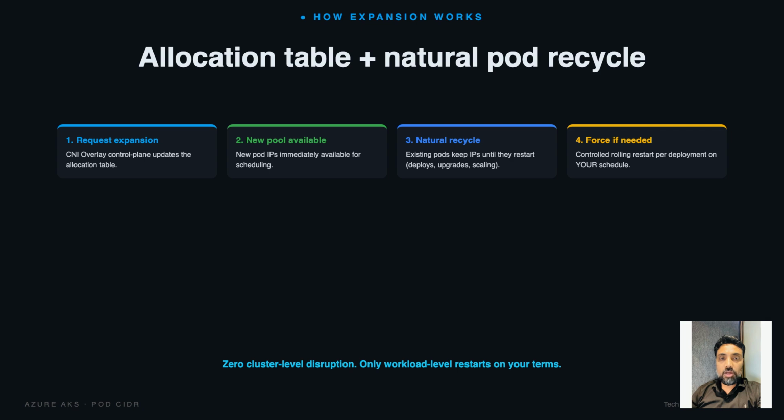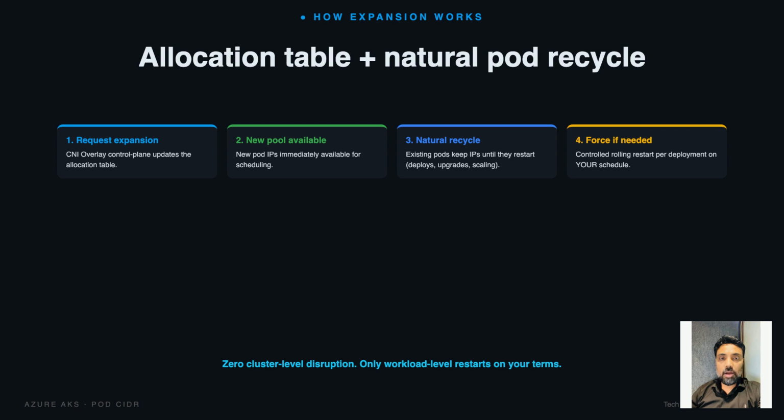3 real scenarios this changes. Scenario 1, growth planning without over-allocating. Before, you had to size Pod CIDR pessimistically to avoid the teardown scenario. Now size conservatively for expected 2-year growth. If you outgrow it, expand. Free up IP address space that was previously reserved defensively.